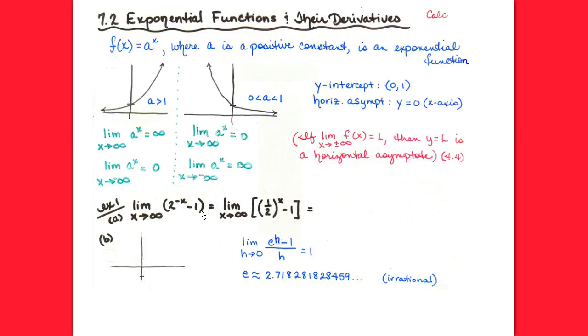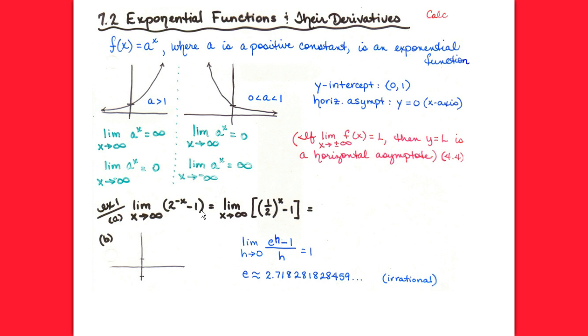Page 416, section 7.2, exponential functions. All right, we start off on 416 with just a reminder of what an exponential function is. They tell me in general, an exponential function is a function in the form of f of x equals a to the x, where a is a positive constant.